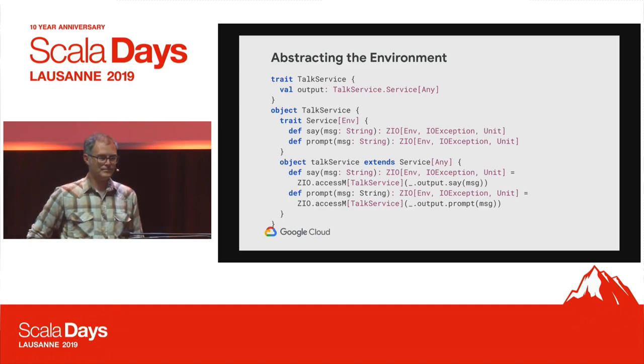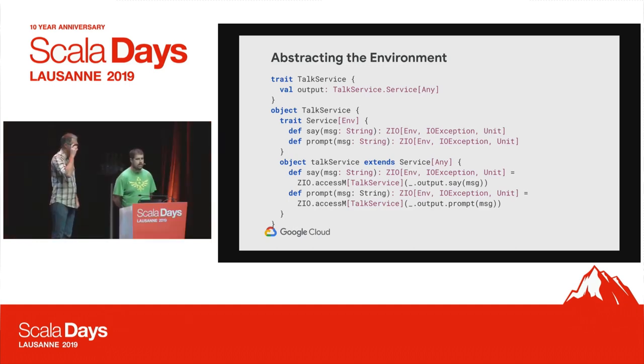So this is how we would abstract the environment for how we talk. There are a few interesting parts here that we have to call out that will allow you to wiggle around your environment as you write a program.